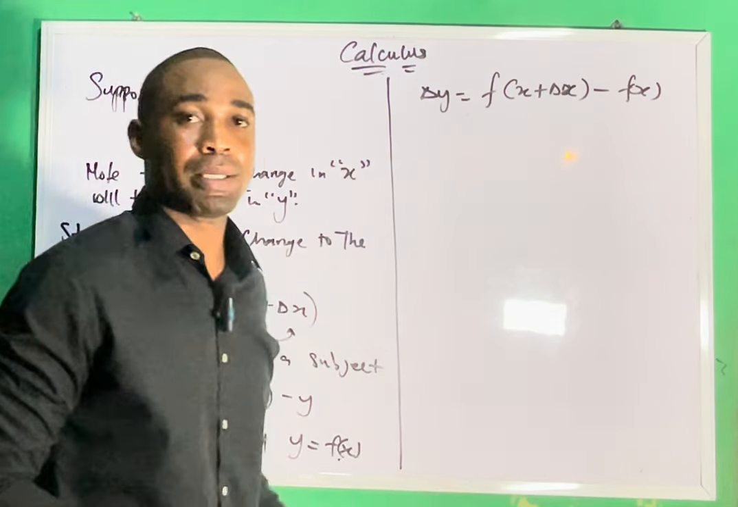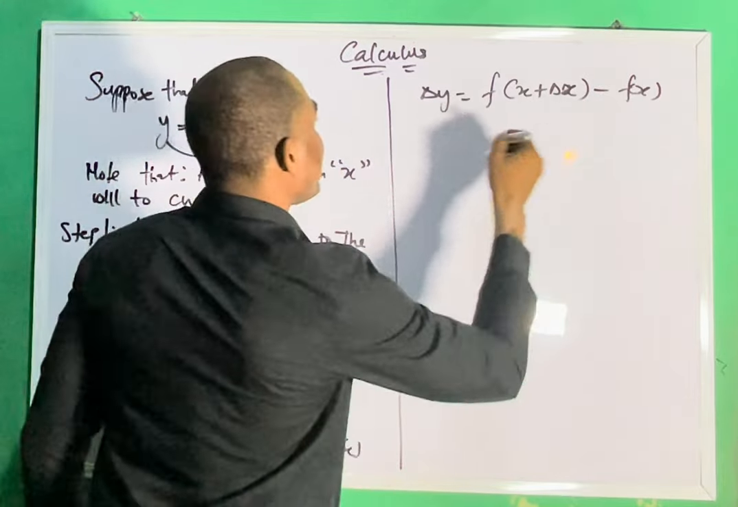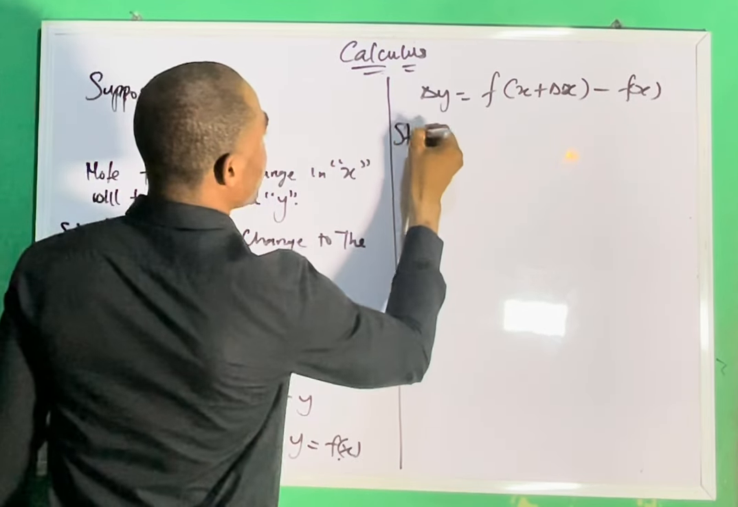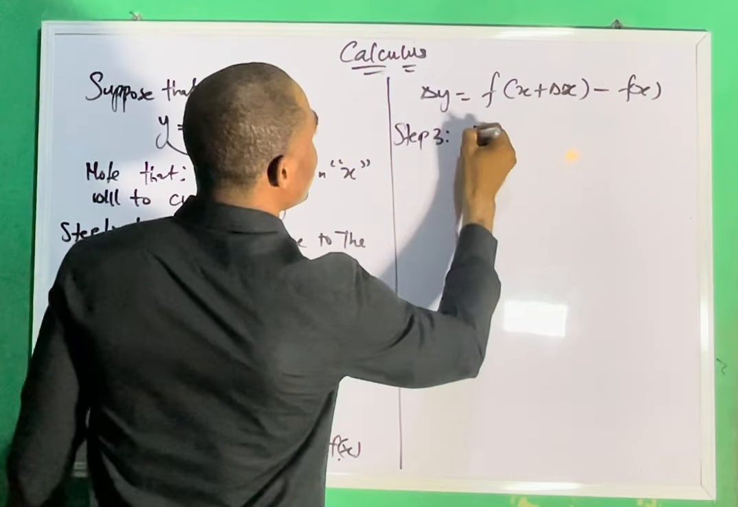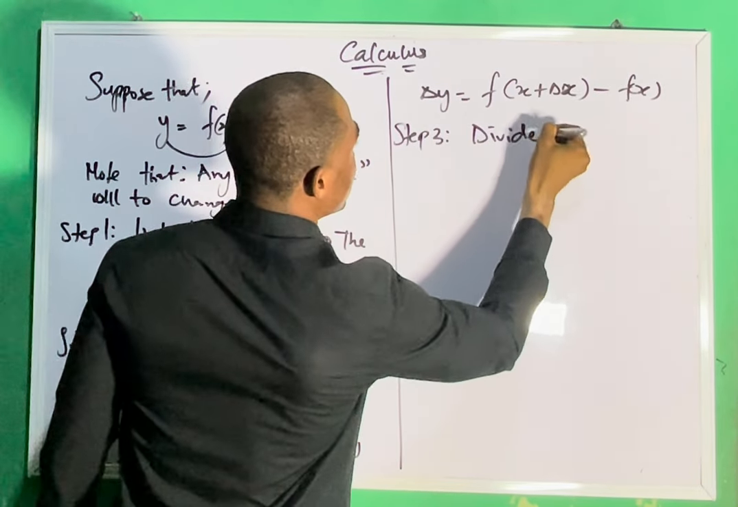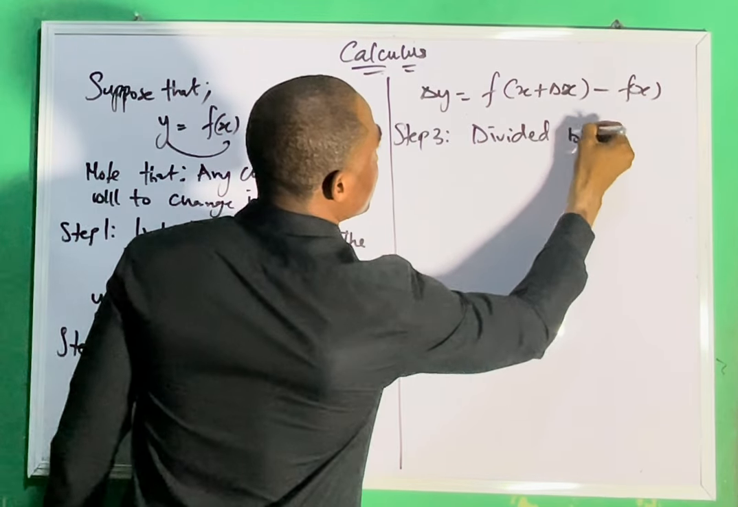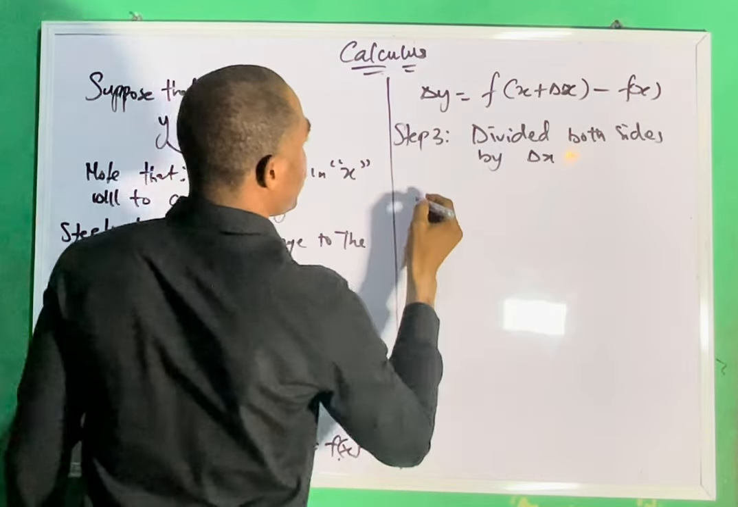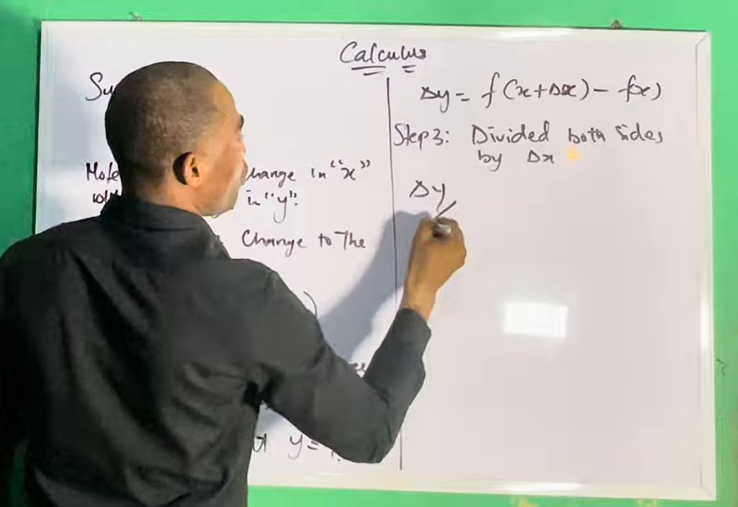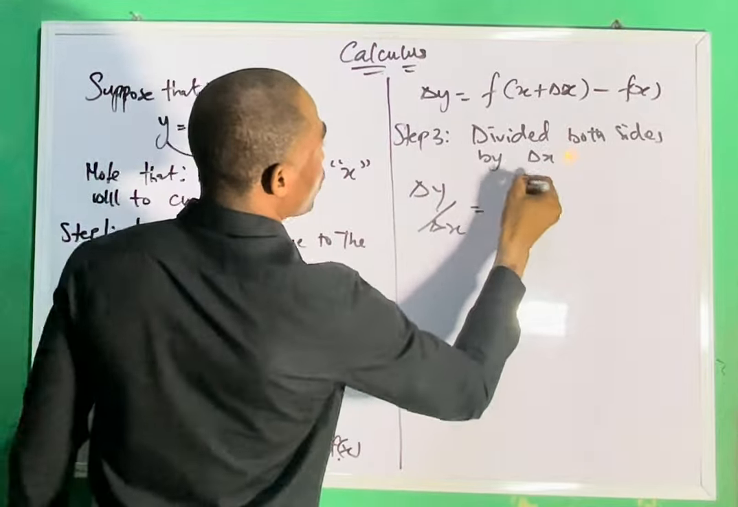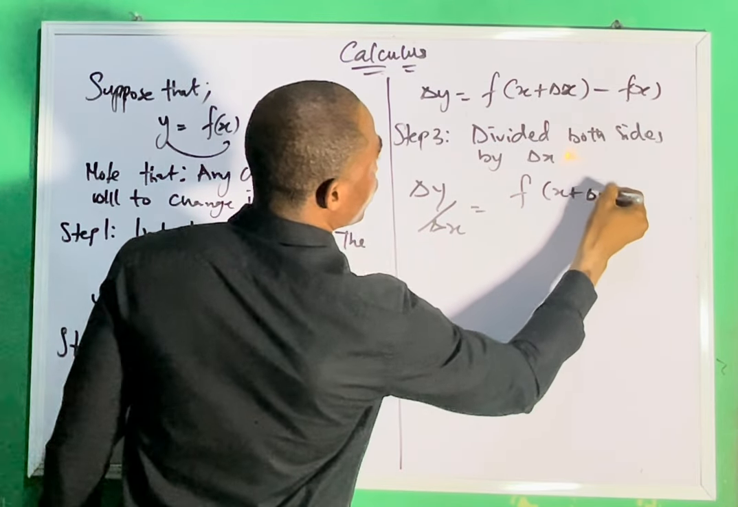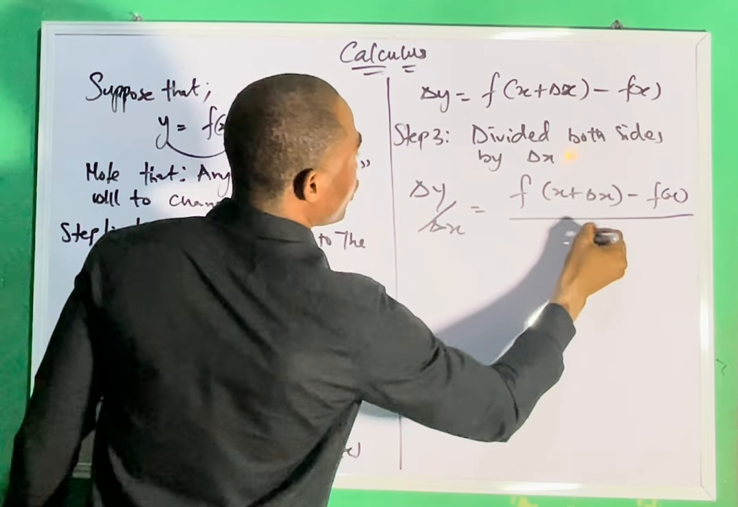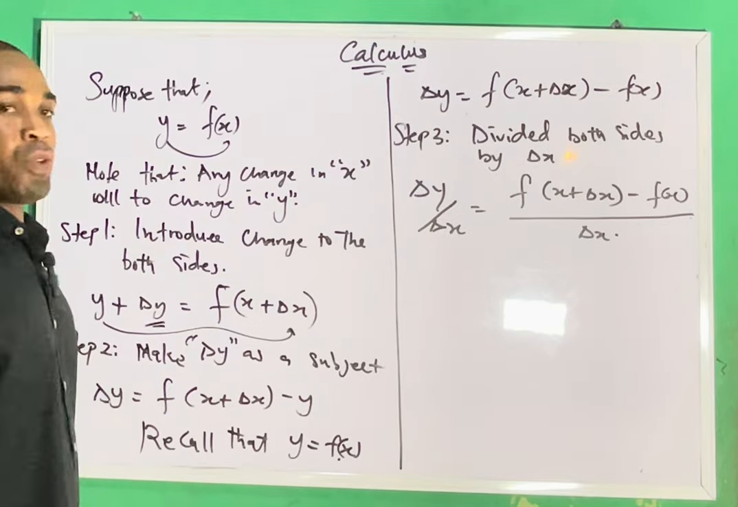So the next thing is step 3. Step 3, divide both sides by change in x. So that means we have change in y over change in x now equals a function of x plus change in x minus a function of x all over change in x. So we have this.